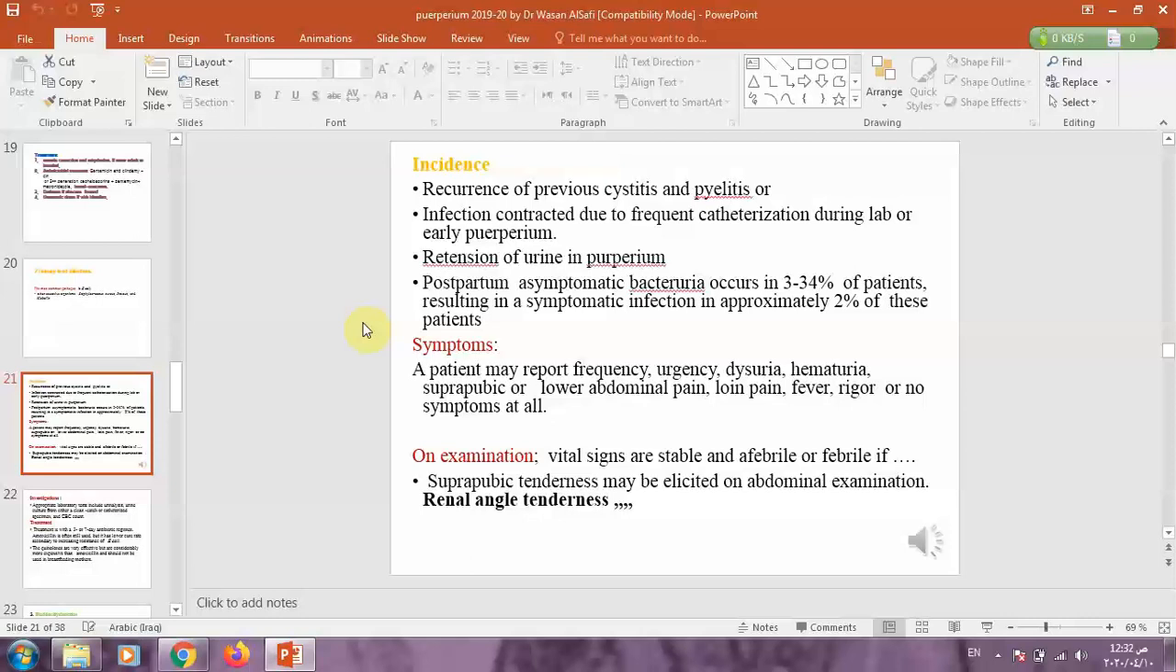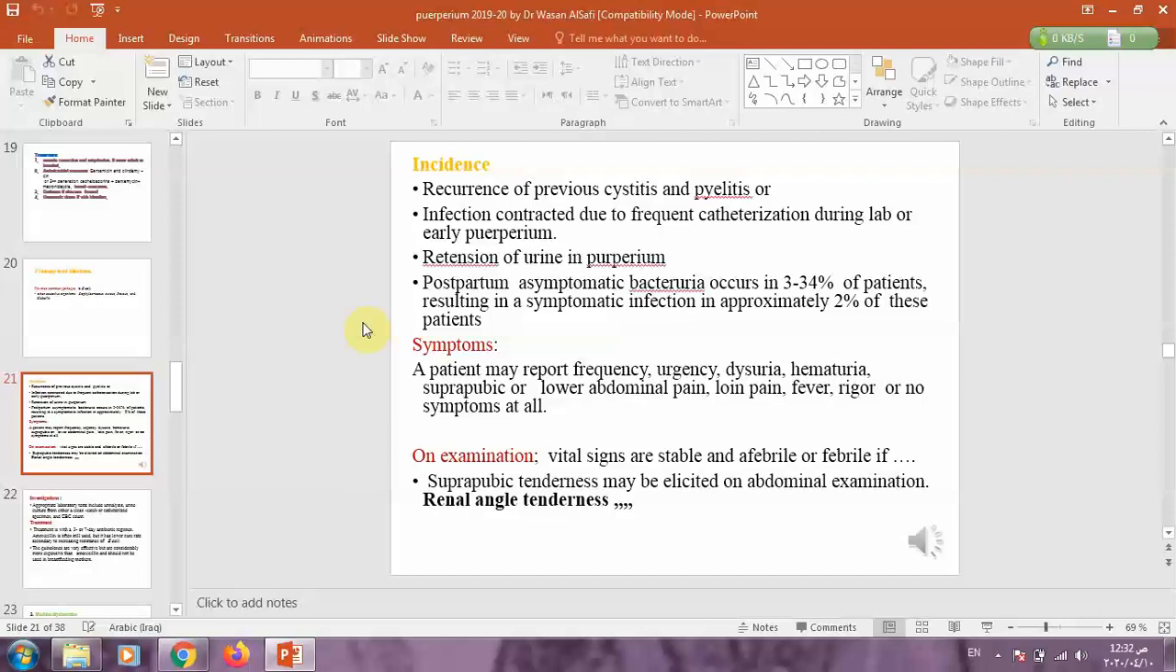The patient may have symptoms such as frequency, urgency, dysuria, hematuria, suprapubic or lower abdominal pain. The pain may be higher up in the loin area. She may have fever, rigor, or she may have, as we mentioned, no symptoms at all.